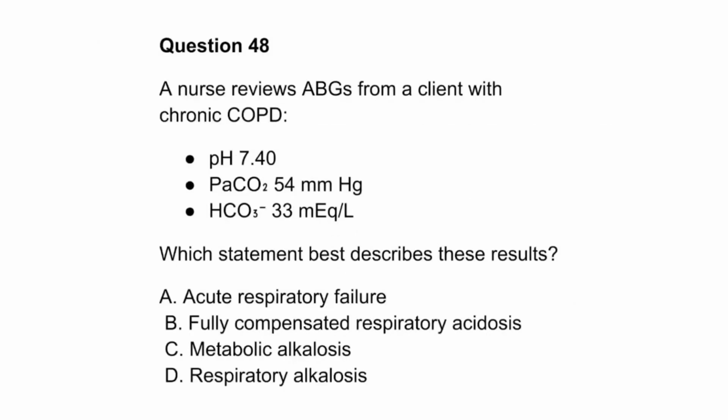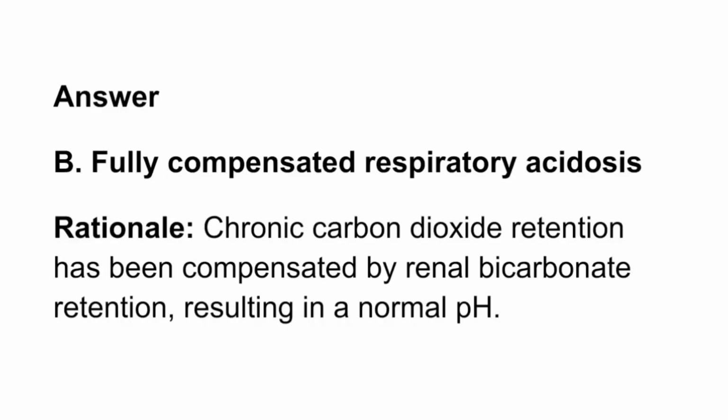Question 48. A nurse reviews ABGs from a client with chronic COPD. pH 7.40, PaCO2 54 millimeters of mercury, HCO3 33 milliequivalents per liter. Which statement best describes these results? A. Acute respiratory failure. B. Fully compensated respiratory acidosis. C. Metabolic alkalosis. D. Respiratory alkalosis. Answer: B. Fully compensated respiratory acidosis. Rationale: Chronic carbon dioxide retention has been compensated by renal bicarbonate retention, resulting in a normal pH.